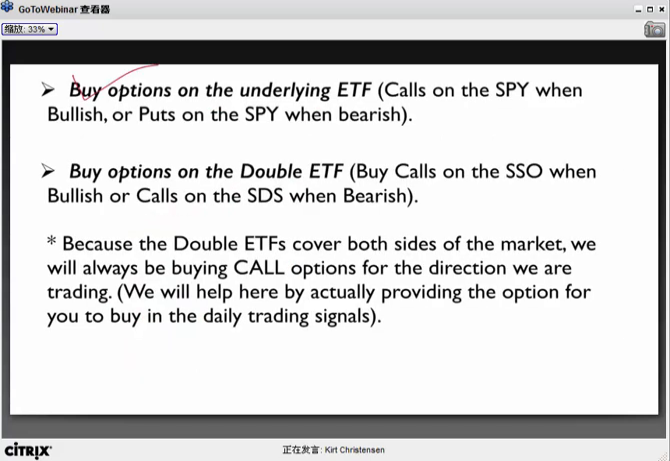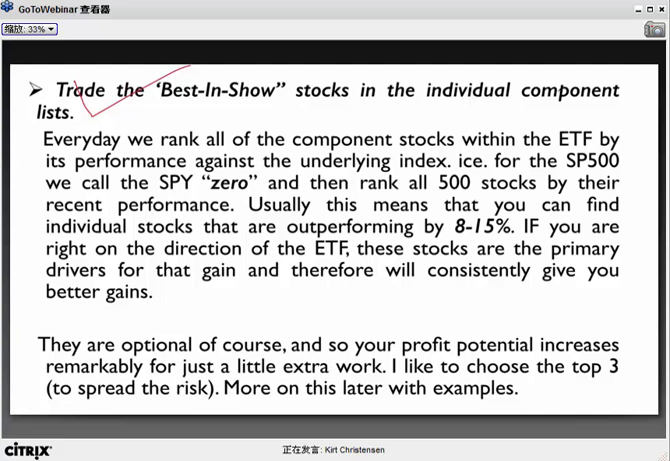You could also buy options on the underlying ETF or buy options on the double ETF, or my personal favorite, you can trade the best in show stocks in the individual component. Every day we rank all the component stocks within the ETF by their performance against their underlying index.